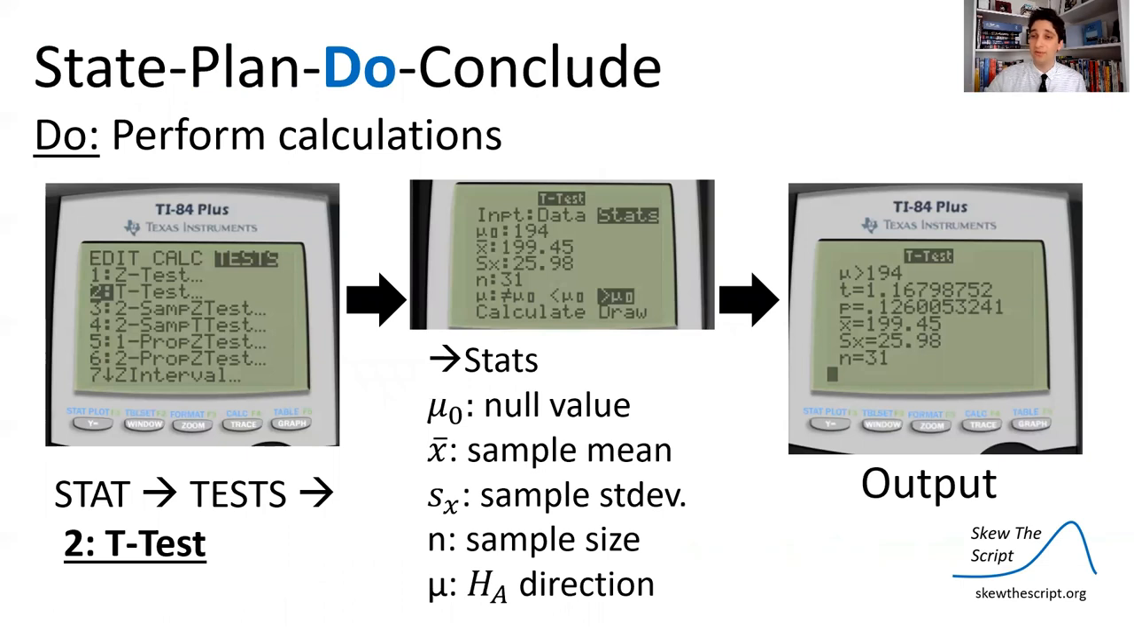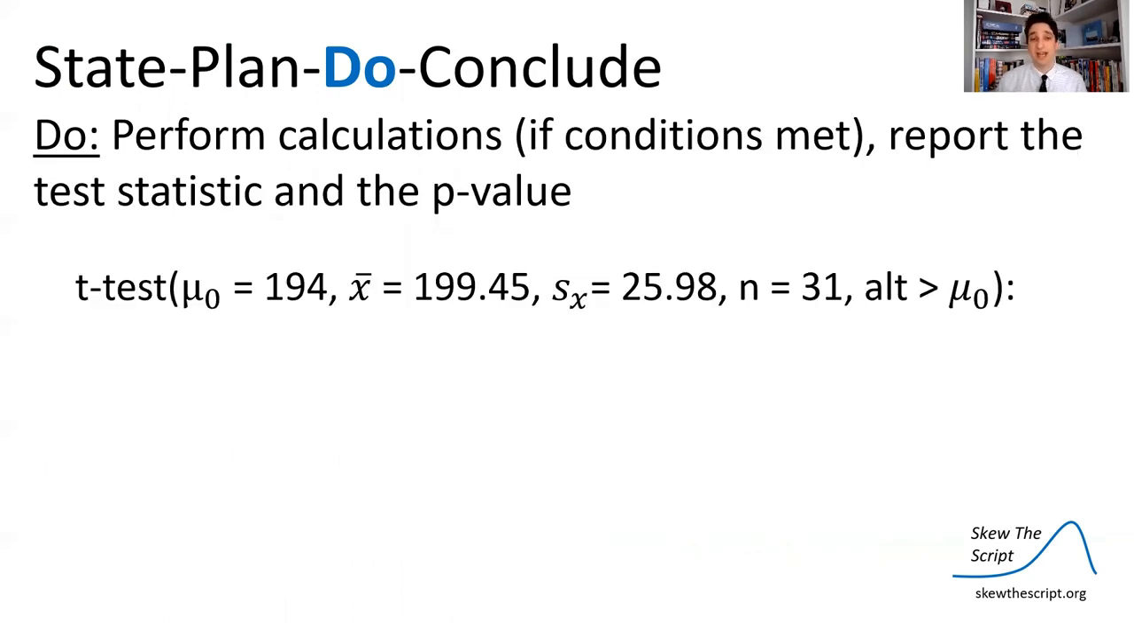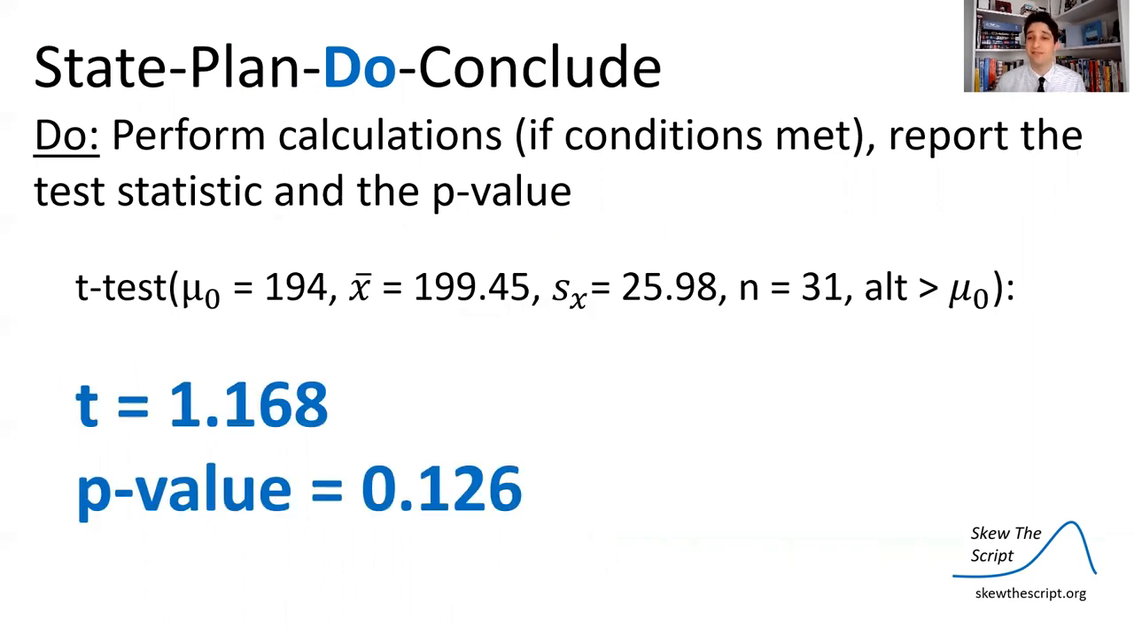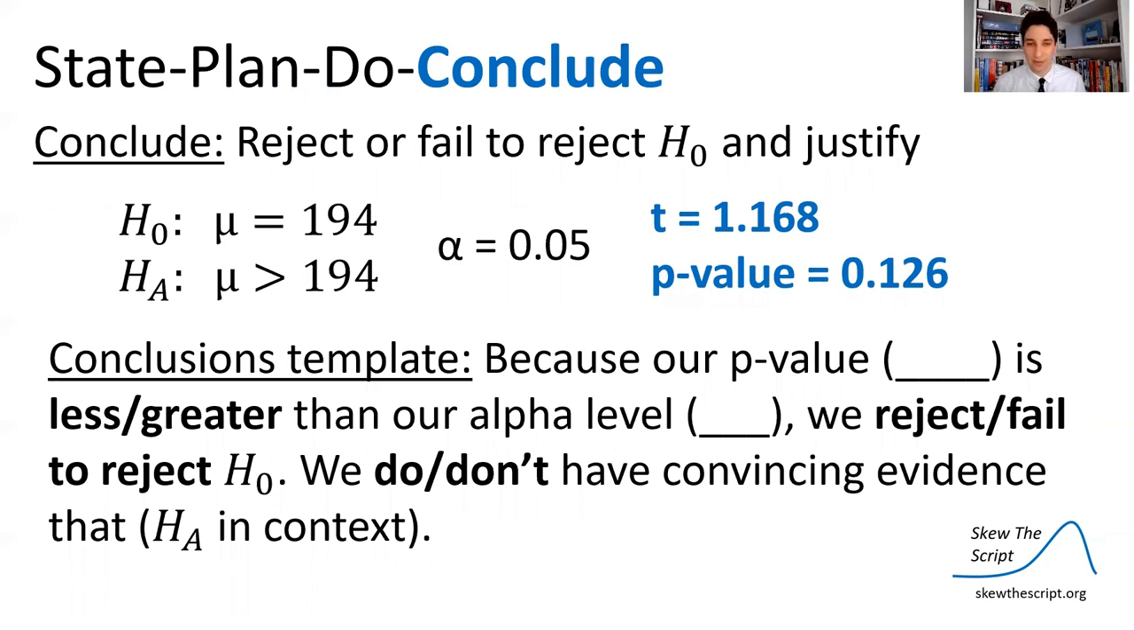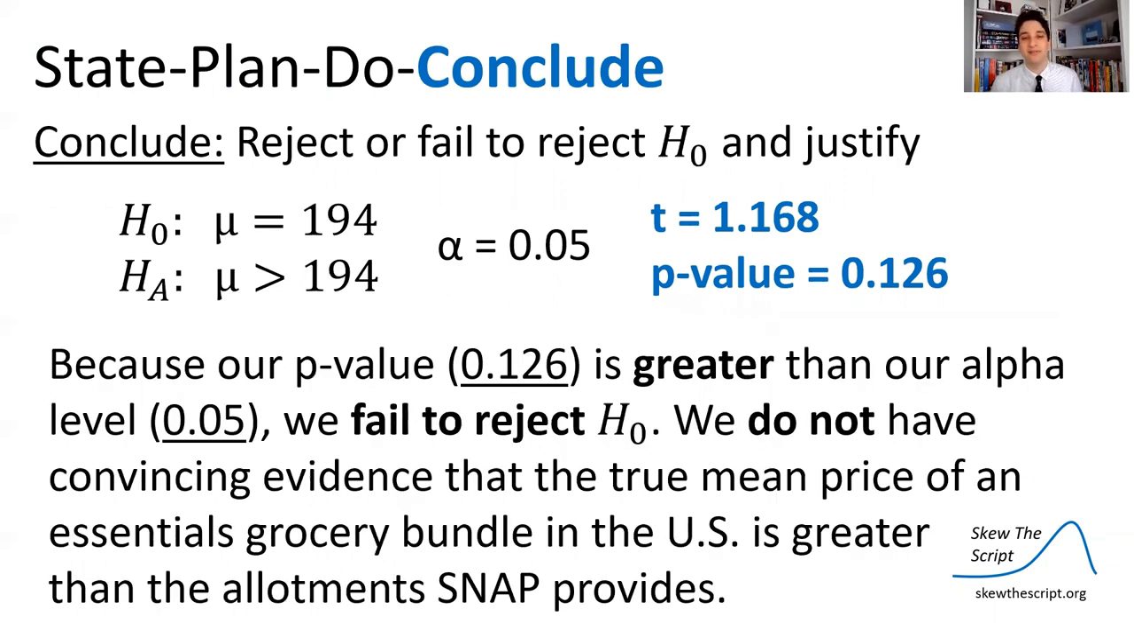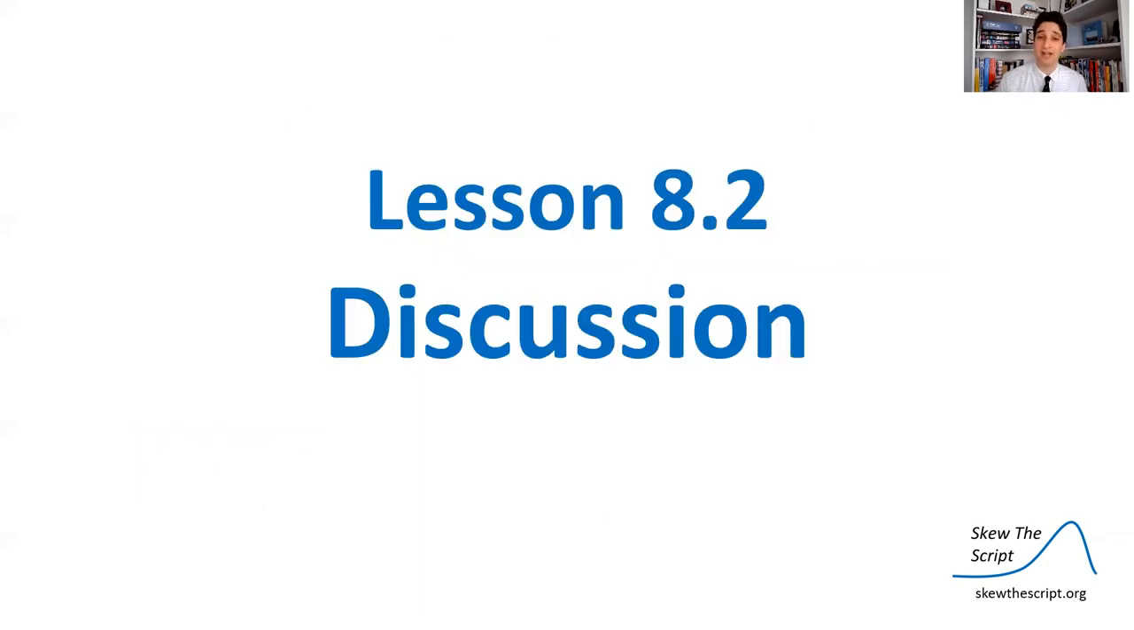Now we perform our calculations. If you want to do a simpler way than the way we did by hand earlier, you can use your calculator like this. Take a pause and try it out on your TI-84. Once you do that, you should write down the parameters you used in your calculator command and then the final T statistic value you got, 1.168, and the P value you got, 0.126. Now let's reject or fail to reject the null hypothesis. We're going to use this conclusions template to make a nice concise answer. And we say, because our P value of 0.126 is greater than our alpha, we cannot reject the null, we fail to reject it. We do not have convincing evidence the true mean price of an essential grocery bundle in the US is actually greater than what SNAP provides. We don't have convincing evidence that SNAP is under providing for people.